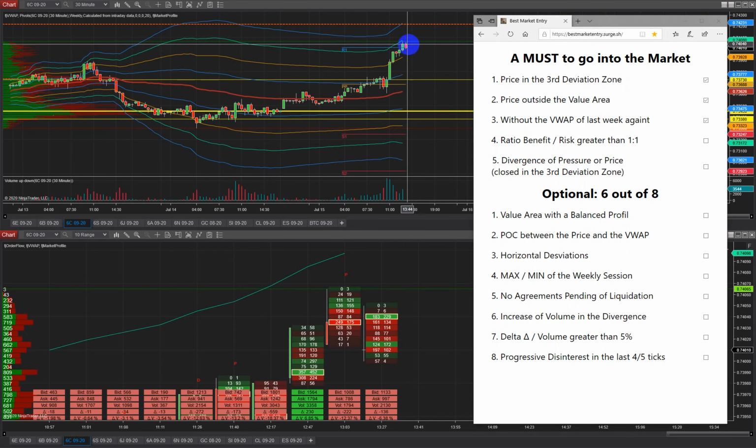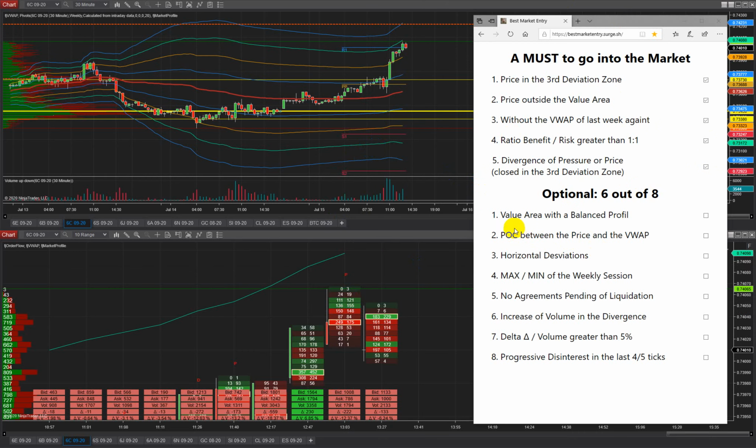If we go inside right now, because we are here, the ratio of benefit from here to the VWAP is higher than what we can lose, at least 1.5 against 1. And we get a divergency of the P, that is price. So we're good. We have the 5 musts.